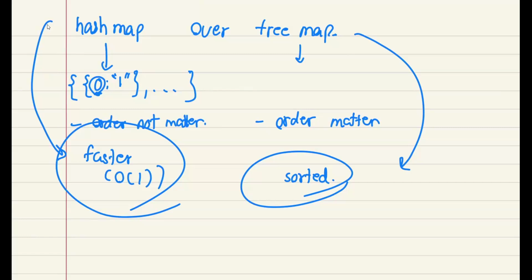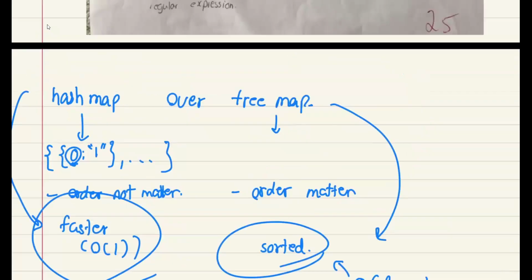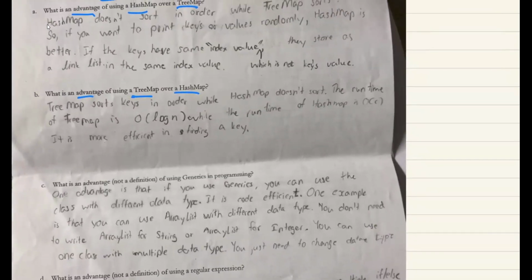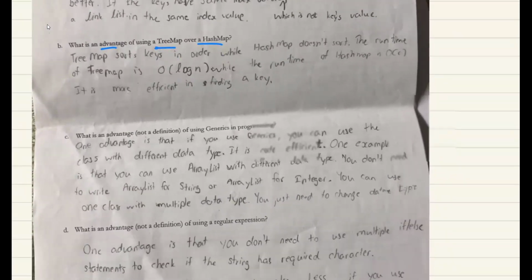Hash map runtime: when you add to the hash map, it is big O of one. When you insert, it's big O of one, and when you remove, it is big O of one. This is constant time, yes, it is correct. And what is the tree map's big O? The worst case is log of n because it needs to rotate.